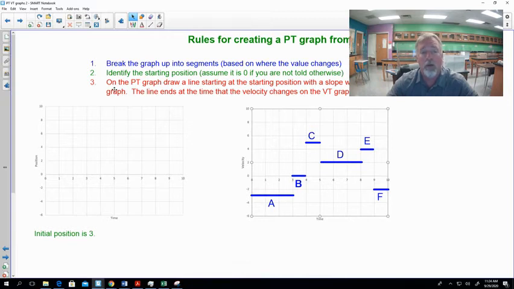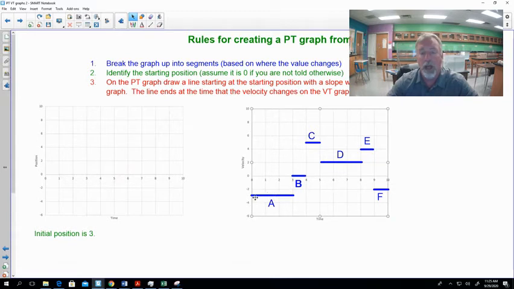Now that we know our starting point, we now have to draw our lines on our PT graph. And how do we do that? We're going to start at the starting point. Here it's going to be 3. And we're going to have a slope that matches the value on our VT graph.